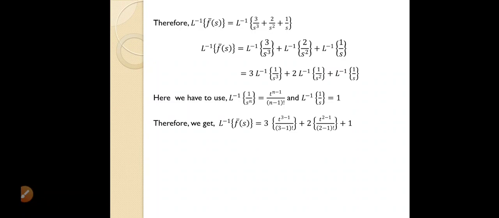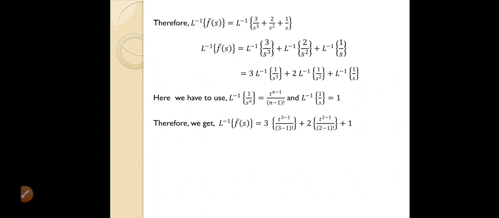Now for the first term, 3 is a multiplier, it will remain as it is. L inverse of 1 upon s cube, compare it with L inverse of 1 upon s raised to n, you will get n equal to 3. Put n equal to 3 in the result of L inverse of 1 upon s raised to n. So it becomes t raised to n minus 1, means t raised to 3 minus 1, divided by n minus 1 factorial, means 3 minus 1 bracket factorial, plus 2 times.